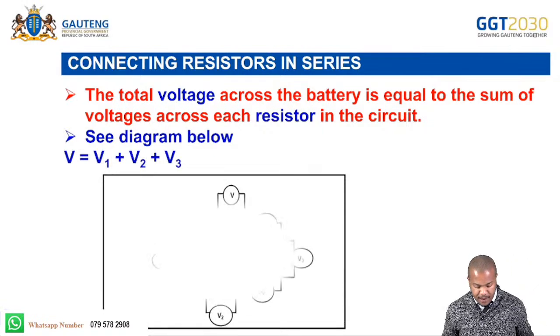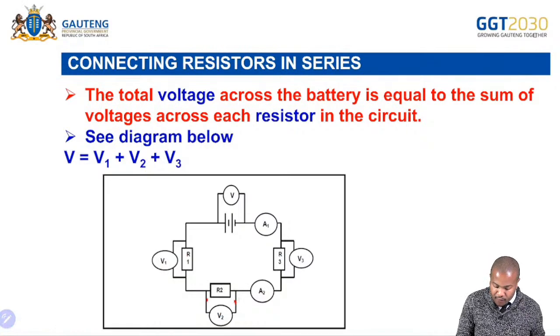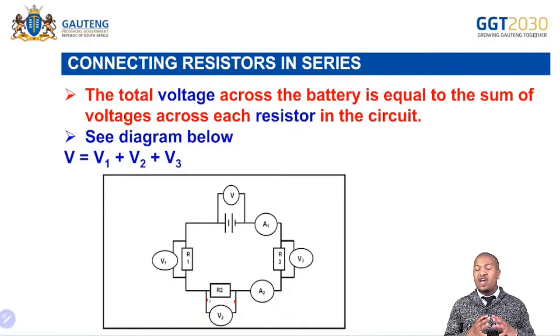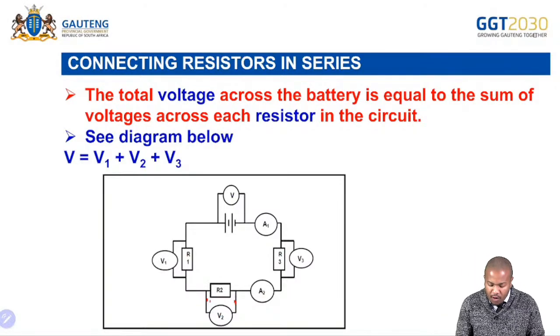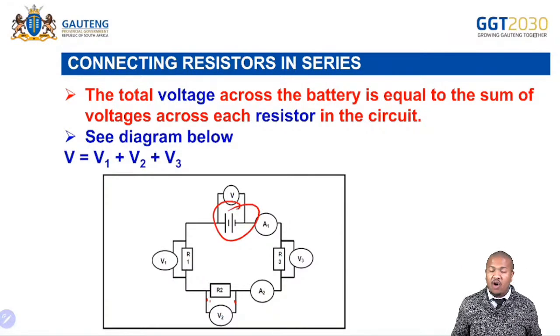So this diagram here, we have a series circuit that has some voltmeters connected in parallel to the resistors to measure for potential difference. So now what we say here is that the total voltage of the battery, where is the battery here? Here. The total voltage of the battery is equal to the sum of the voltages across each resistor in this circuit. So how many resistors do we have here?